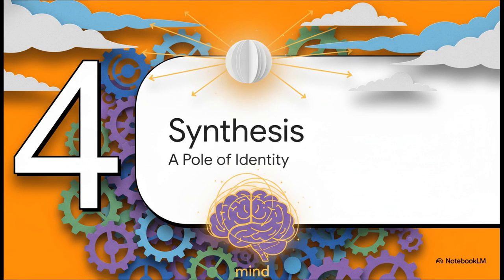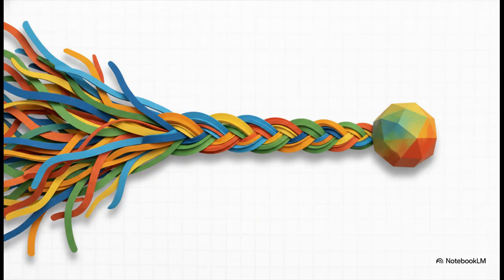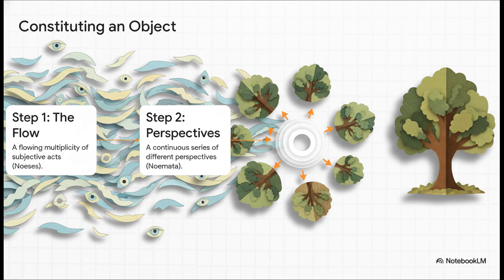This is the mental work that allows us to build a unified, stable world out of this constant stream of conscious moments. Synthesis is the work our mind does, usually totally unconsciously, to weave together all these shifting perspectives. It takes this flowing multiplicity of experiences and binds them all together, creating one stable object. That object, our tree, becomes what Husserl calls a pole of identity, a single what that we recognize as the very same thing through all of our different glances and memories and thoughts.